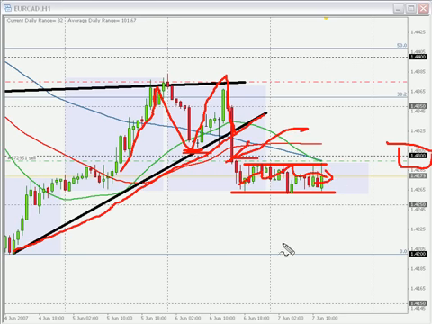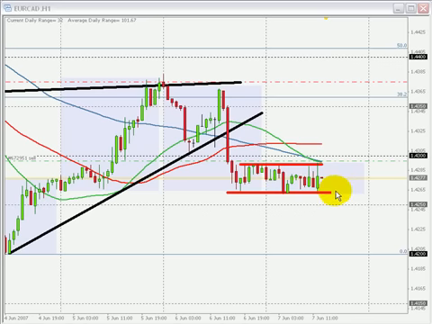Basically moving sideways, like I say. If it breaks to the downside, good, I'll stay in this trade. If it breaks to the upside, I will close it manually for minus 12 pips actually. All right. What else?